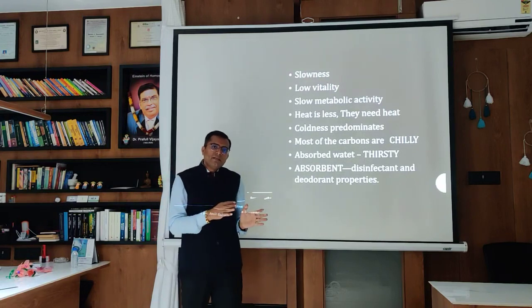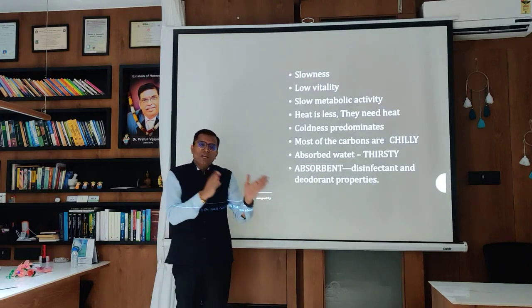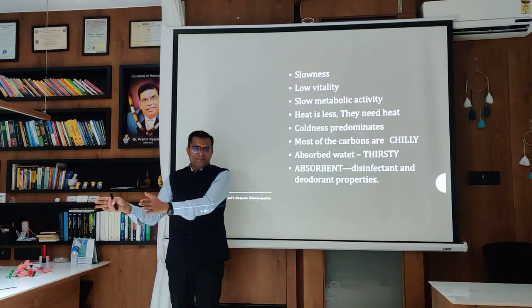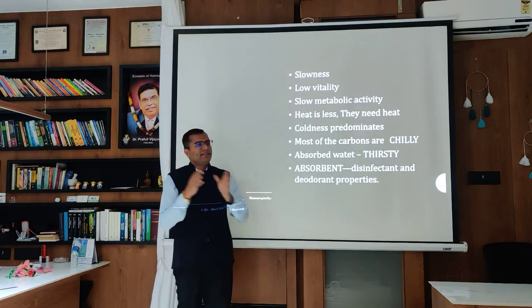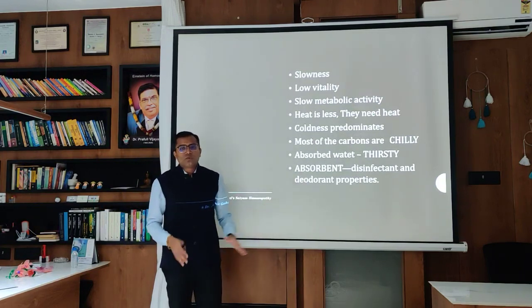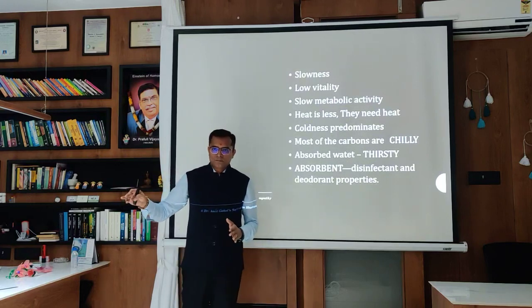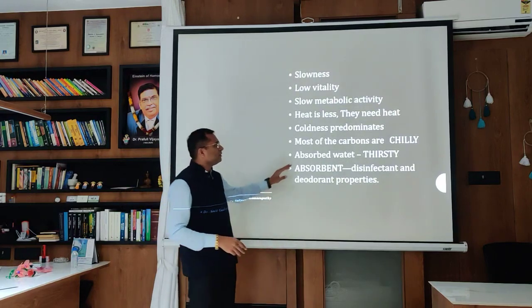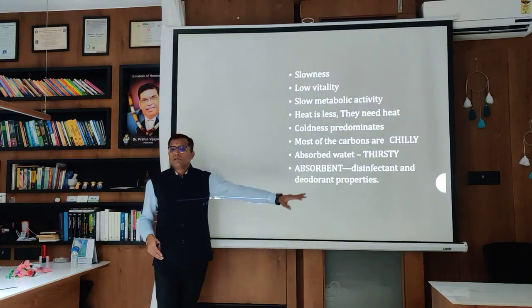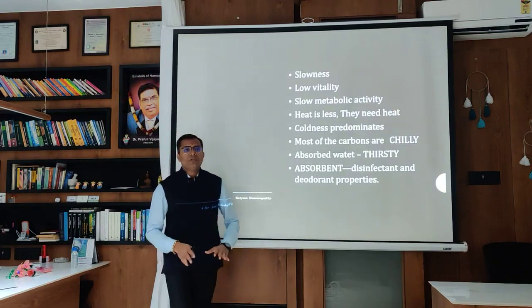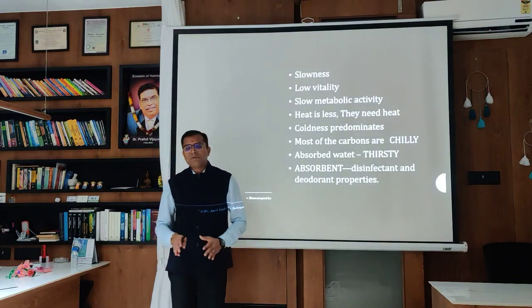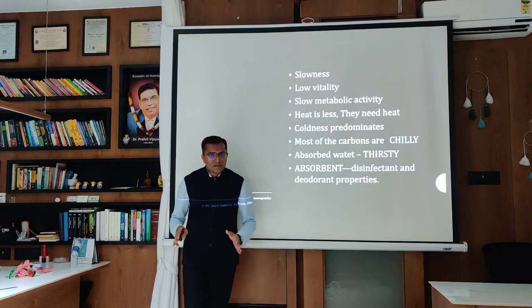So there is no heat, so there is something. See, there is no light, so there is darkness. Same way, there is no heat, there is something called coldness. So coldness predominates, and that coldness predominates is the most common form of the carbon. So most carbons are chilly, most carbons are air hungry.